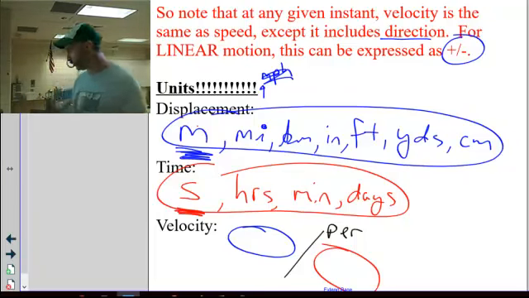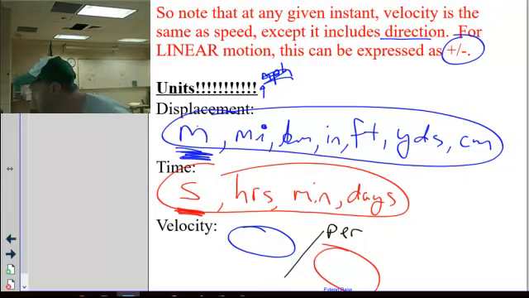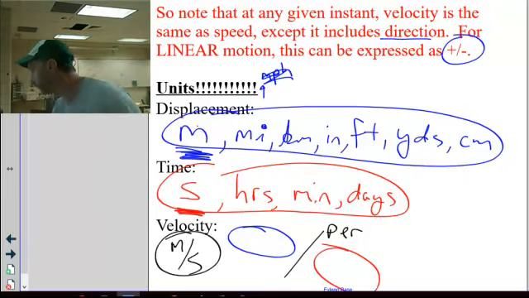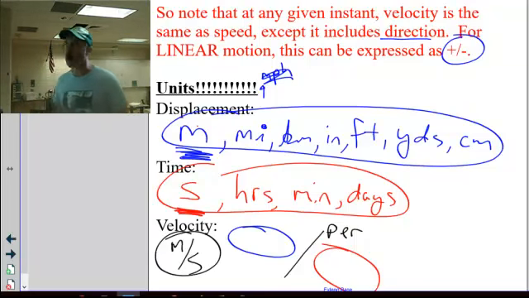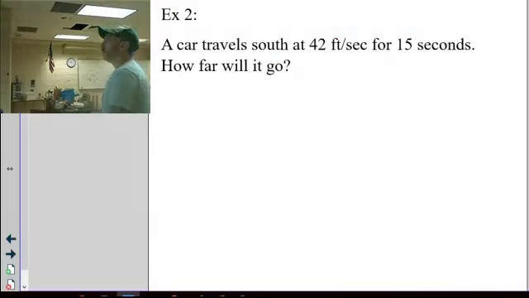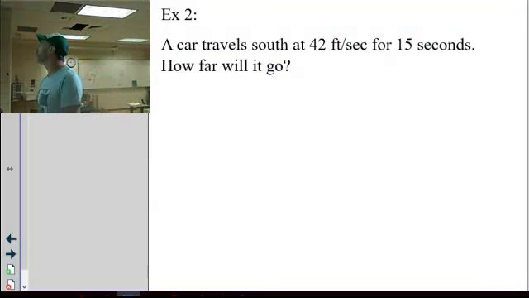We will usually use meters per second as we move forward. All right? For these first couple of worksheets, I'm going to use all of them, but within a couple of worksheets, it's pretty much going to always be meters per second. All right? So, example 2, car travels south at 42 feet per second for 15 seconds. How far will it go?